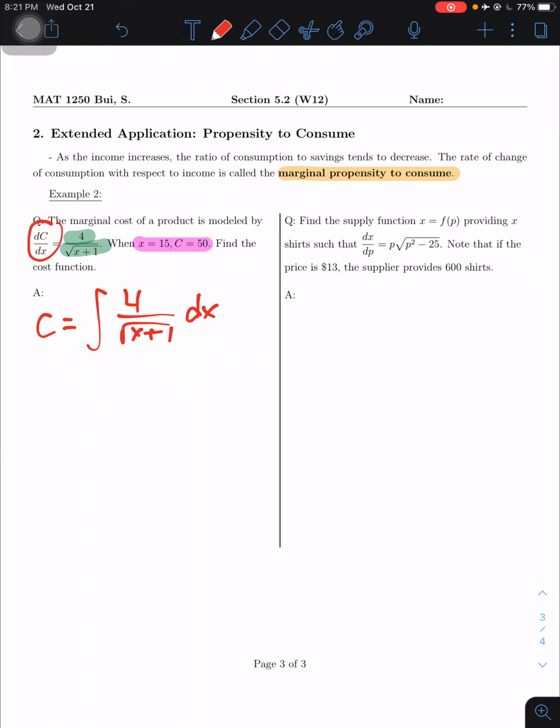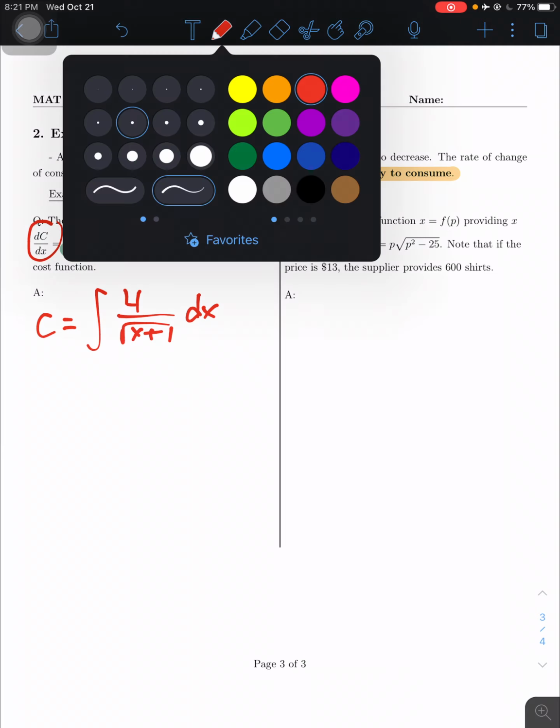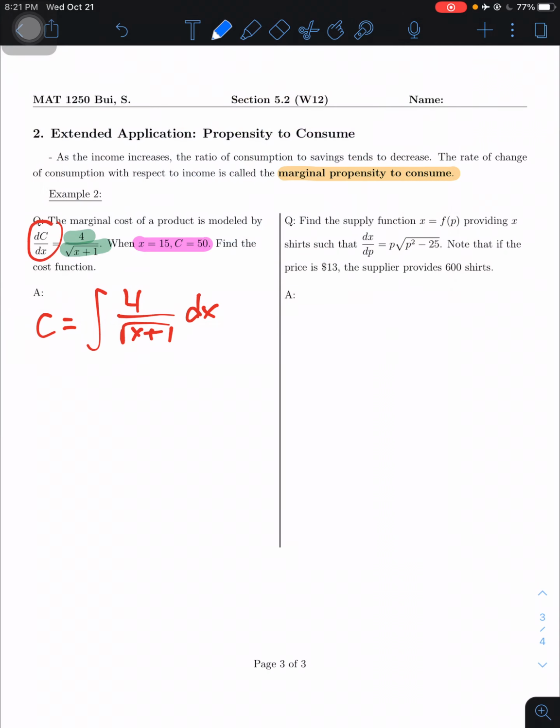So what do we do? Well, we have to do u substitution, right? So let me put it in blue. First step, call u the inside. So I'm going to have u equals x plus 1 in here. And second step, taking the derivative of both sides. So on the left-hand side, I'm going to have du. On the right-hand side, the derivative of x is 1. The derivative of 1 is 0. So eventually, I'm just going to have 1.